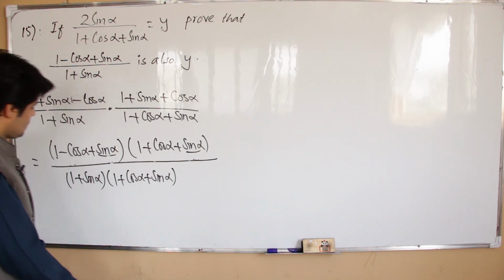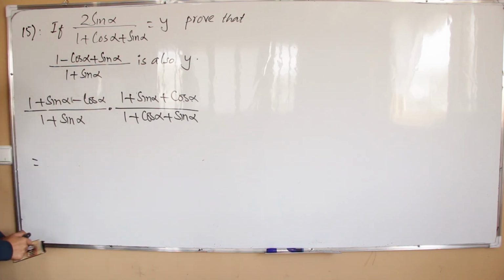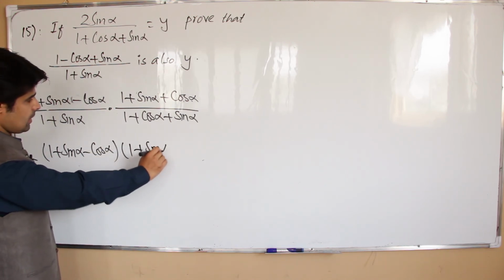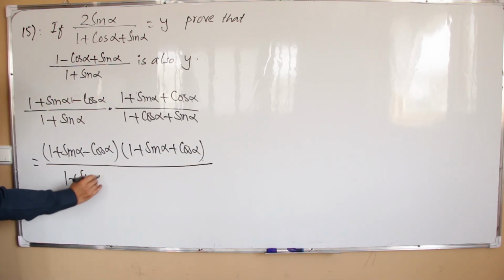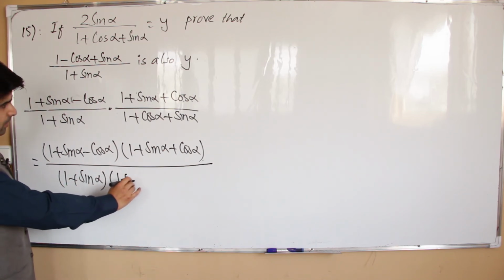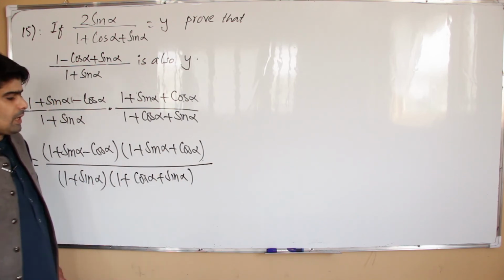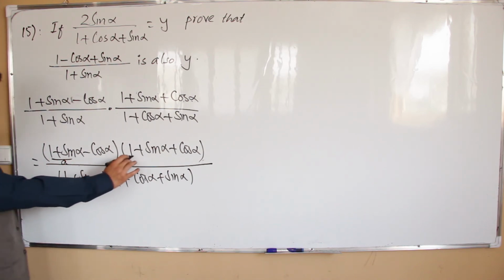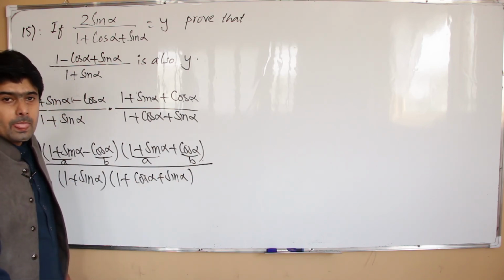Both of them are same. So here also 1 plus sine alpha minus cosine alpha, and 1 plus sine alpha plus cosine alpha, divided by 1 plus sine alpha multiplied with 1 plus cosine alpha plus sine alpha. I haven't made any change, I just changed the position. So this one is A, this one is also A, this one is B, just for simplification of the multiplication.